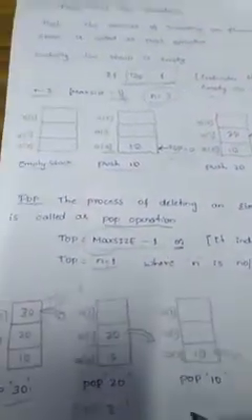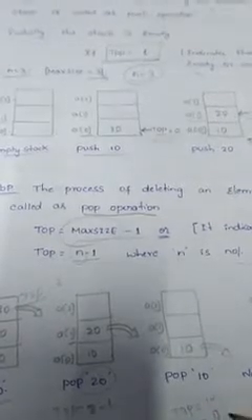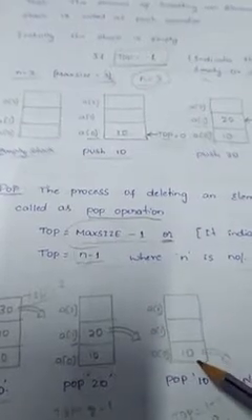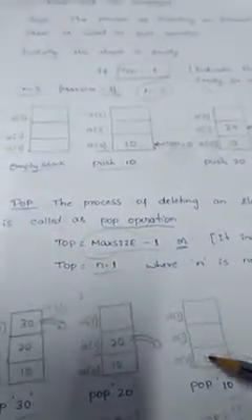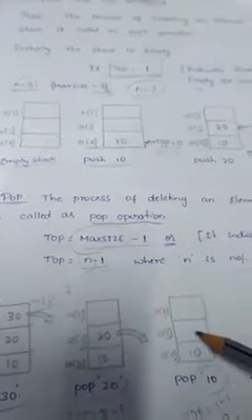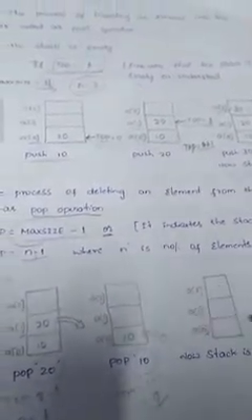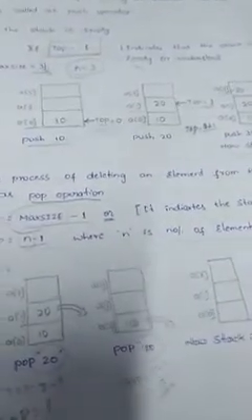So now previously top points at 1, so top is equal to 1 minus 1, that is equal to 0. It points at 0, that is the element 10. Now we have to remove 10, or pop out 10 from the stack. Now we have removed all 3 elements: 10, 20, 30. So now the stack is empty because there are no elements. We have already popped out the 3 elements of the stack. So now the stack is empty, or stack underflow.